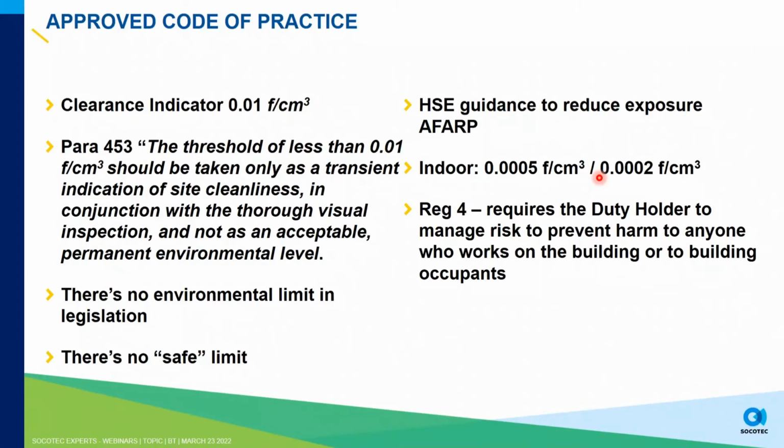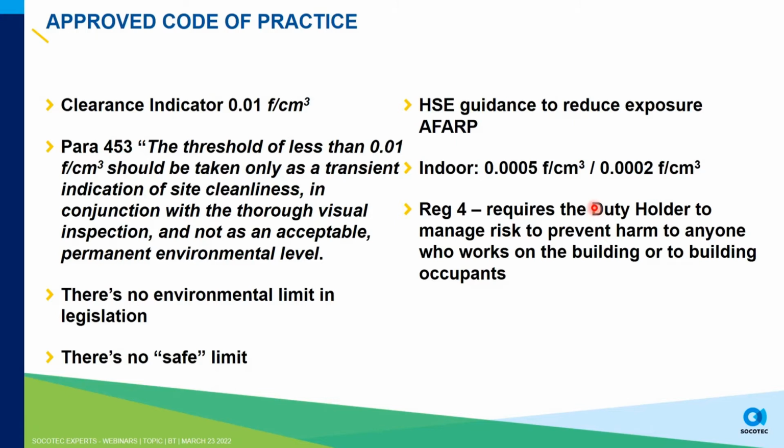Again, going back to the regulations, Regulation 4, there's a duty for the duty holder to manage risk to prevent harm to anyone who occupies that building in terms of asbestos risk. So therefore, how do we define harm if there's no safe limit of exposure? I would argue that there's a limit somewhere between 0.01 and 0.005 or 0.002 that would perhaps be best practice if we were aiming towards the lower levels in buildings for fibre monitoring on air tests.